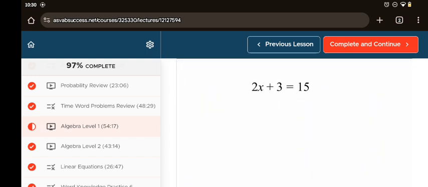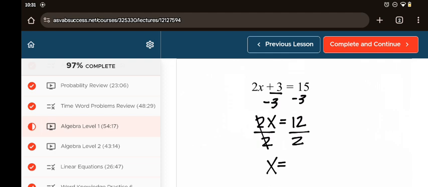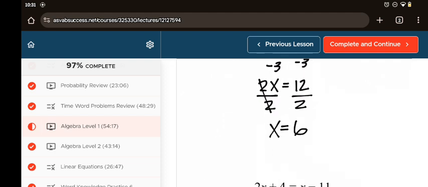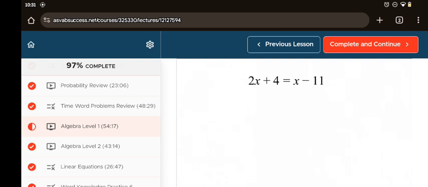If not, no worries. First thing we're going to do is we're going to get rid of what's furthest away from the x. So this 2 is real close. So let's work on the 3 first. So we're going to do minus 3, minus 3. 2x equals 12. Okay? Then, remember our goal is to get the x by itself. We can't yet because we need to divide by 2. This cancels out, and it becomes x equals 6.